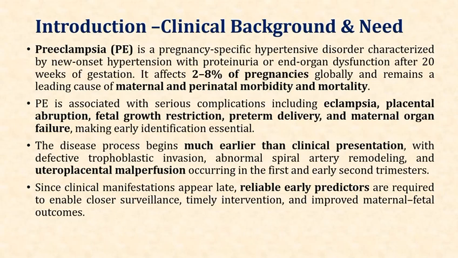early identification essential. The disease process begins much earlier than clinical presentation with defective trophoblastic invasion, abnormal spiral artery remodeling, and uteroplacental malperfusion occurring in the first and early second trimester. Since classical manifestations appear late, reliable early predictors are required to enable closer surveillance, timely intervention, and improve maternal fetal outcomes.